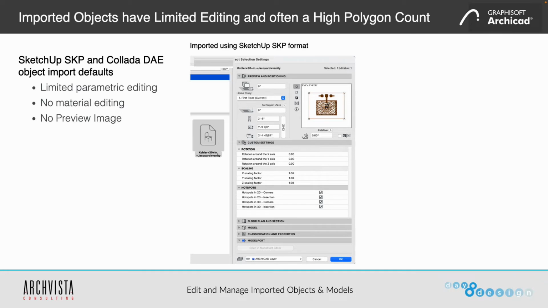But there are limitations. One of the biggest, of course, is limited parametric editing. When you open those objects in Archicad through the object settings, you've got limited custom settings here. We've got rotation, scaling, hotspots. That's about it. There's no material editing. There's no preview image.